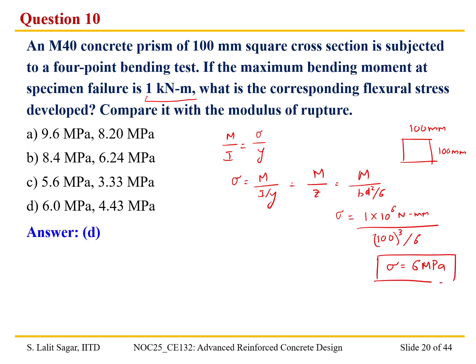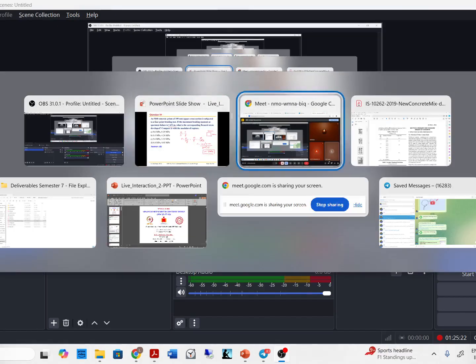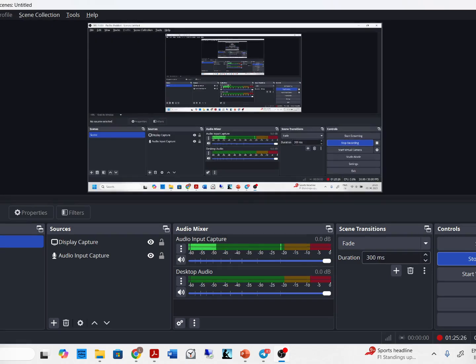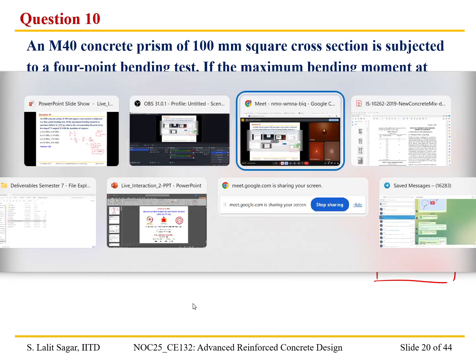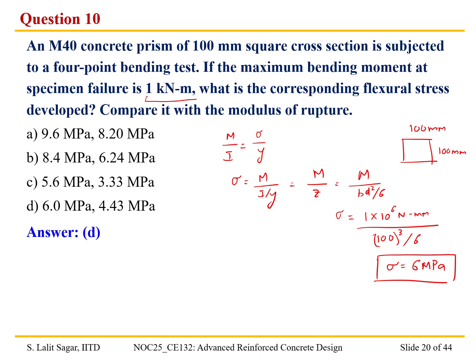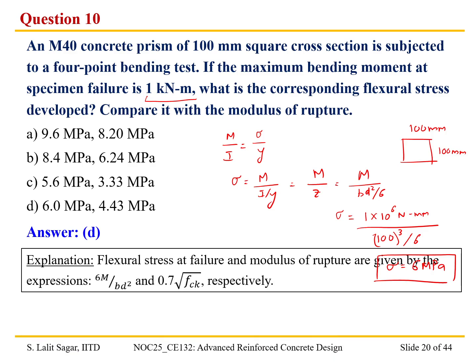Now, how do we determine the modulus of rupture? What is the equation? Let us see what is the equation for modulus of rupture. So we got the flexural stress as 6 MPa from this particular equation, that is 6M by bd square, or M by bd square divided by 6, right? And modulus of rupture is 0.7 root fck.